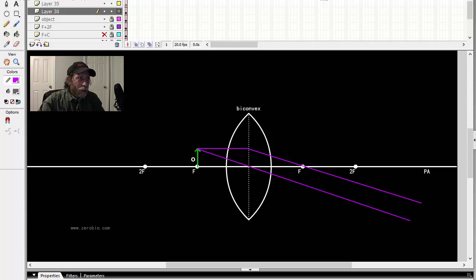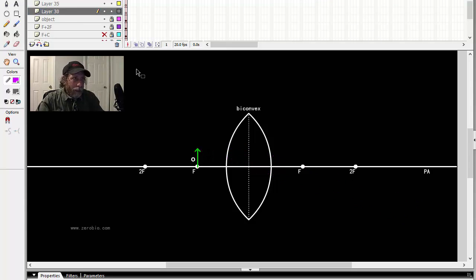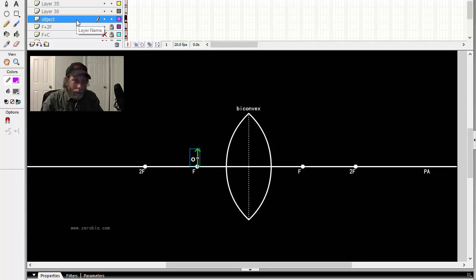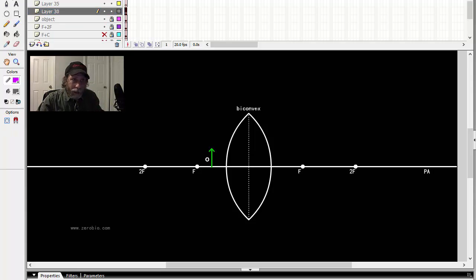Now, let me show you something cool, though. If we take this object and move it within the focal length of this lens, the focal length being the distance from the optical center to the focal point, if we put the object right there and then we try to figure out the image characteristics, let's do that. Let's draw the ray diagram. Parallel to the principal axis, hitting the lens axis, and then down through F, solid line, not dotted line, incident, refracted.